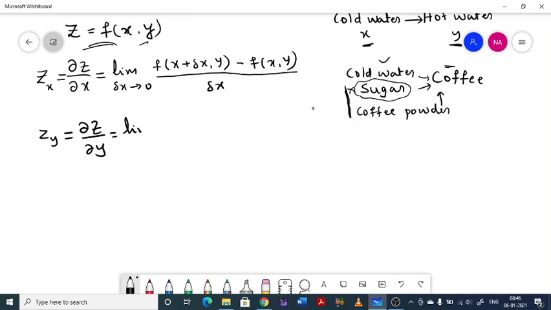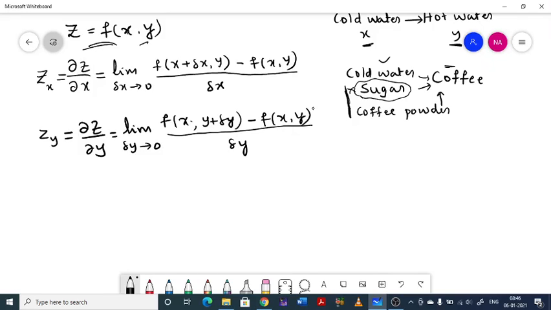That is limit as delta y tends to 0 of f of x comma y plus delta y minus f of x comma y divided by delta y. So this is for the partial derivative of z with respect to y. So given a function z equal to f of x comma y, we got 2 types of derivatives. Similarly, if you have 3 independent variables, then you get 3 types of partial derivatives: zx, zy.